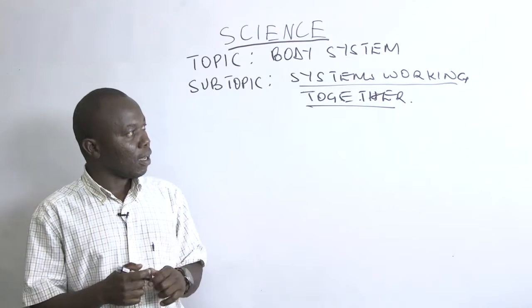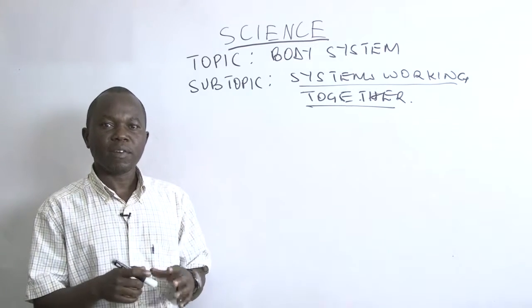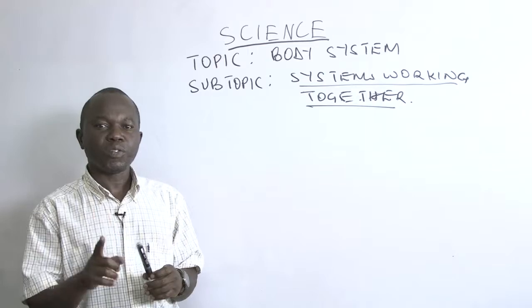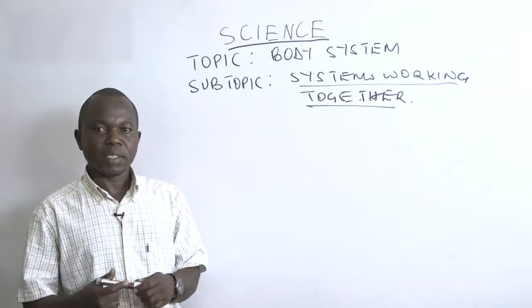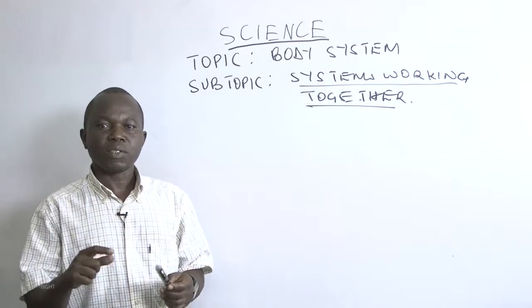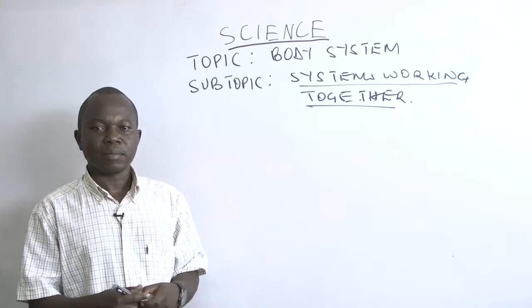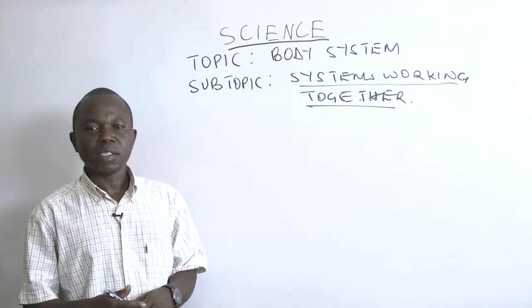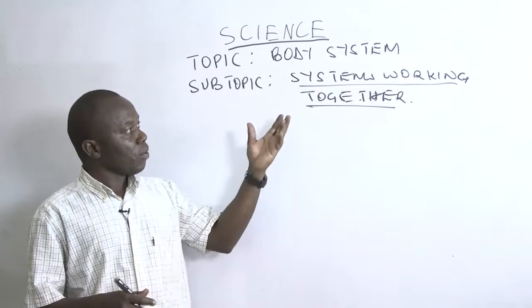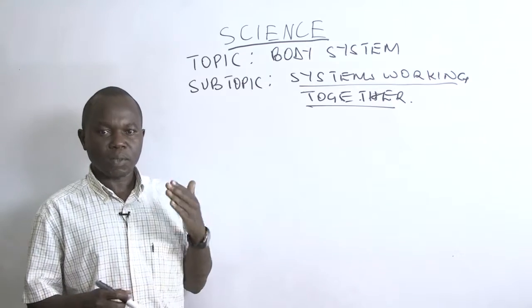So there's always a way in which these systems are related. We are not going to have any system that is going to function on its own. Even the nervous system is important. It is the one that's controlling all other systems. The endocrine system, the same way. The reproductive system depends on the circulatory system. So that's why we are emphasizing that systems must always work together.